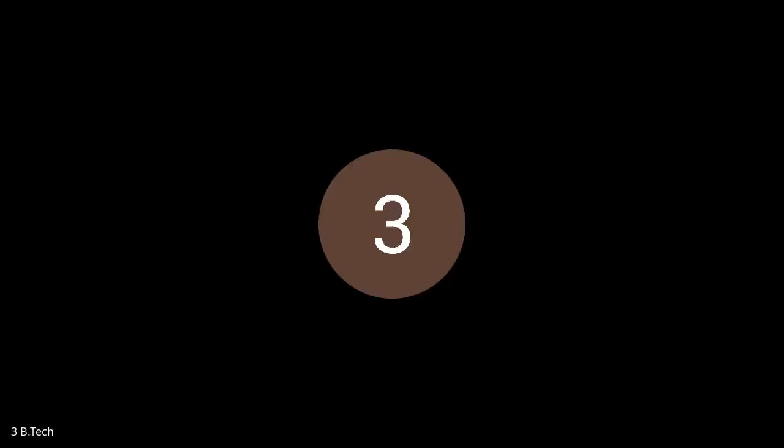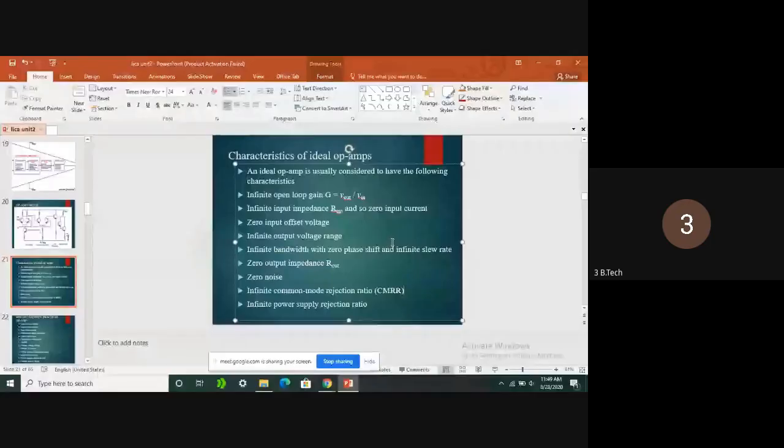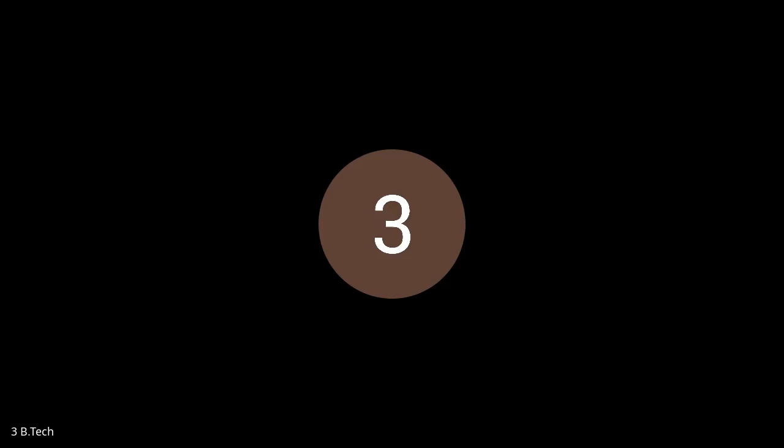If you get a question for 2 marks, or else if you get an essay type question, like explain the characteristics of ideal op-amp, then we should specify all these characteristics, and we can explain every characteristic in at least 2 to 3 lines. So this is the way how to write and how to appear for examinations. Clear, all of you?